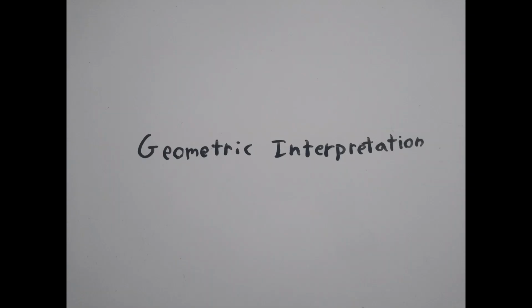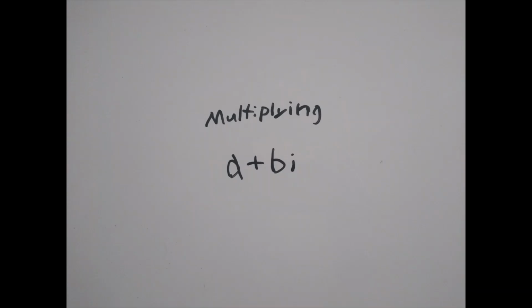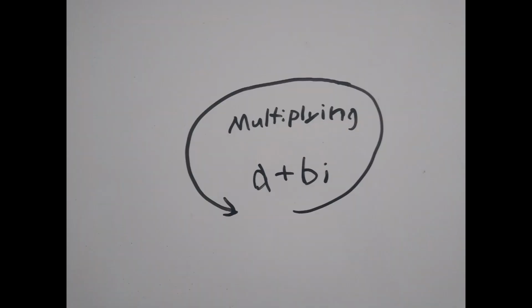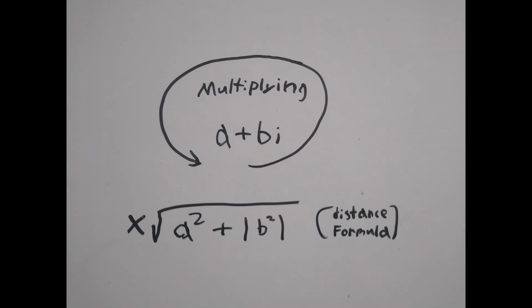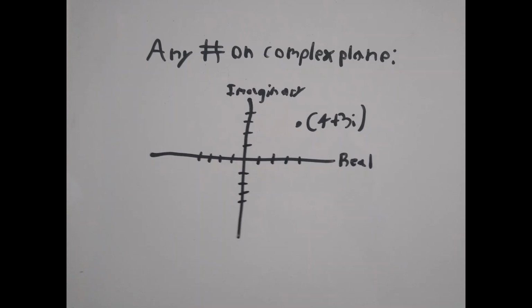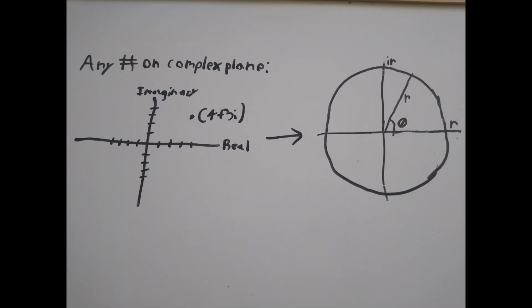There is also a geometric interpretation of Euler's identity and formula. When multiplying complex numbers, there is a phenomenon that rotates any point on the complex plane and multiplies it by the square root of the sum of the squares of the real and imaginary parts, also known as the distance formula. Any complex number on the complex plane using x and y as real and imaginary numbers can be represented with polar coordinates using r and theta, r being the total distance from the origin and theta being the angle from the x-axis, also in the complex plane.